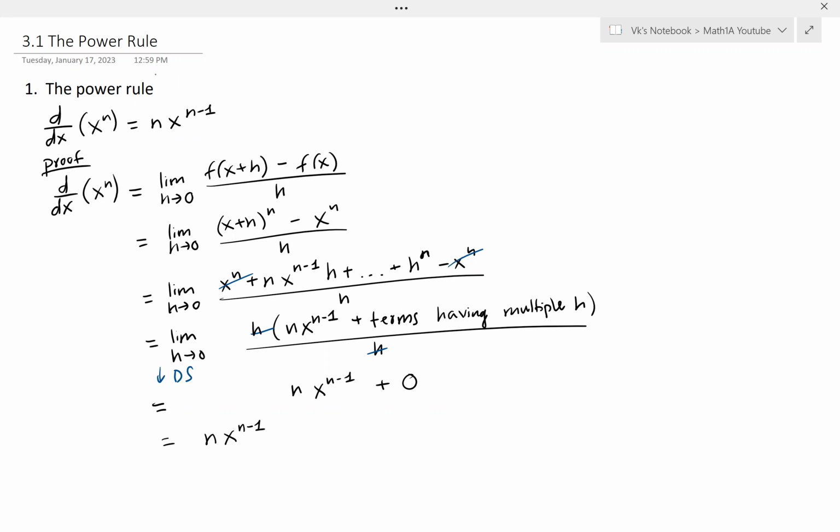The power rule is very useful because we don't have to go through the limit definition to compute the derivative of a function.